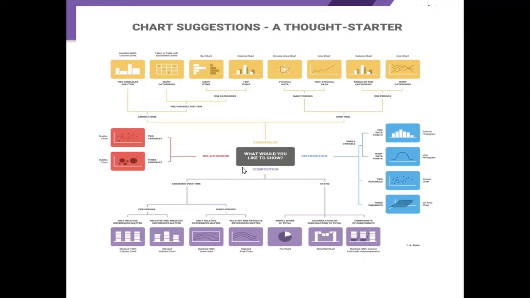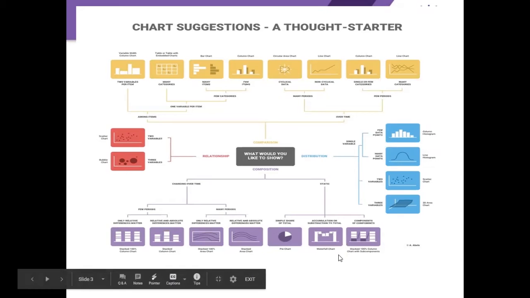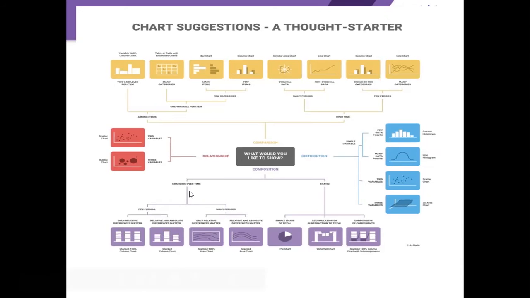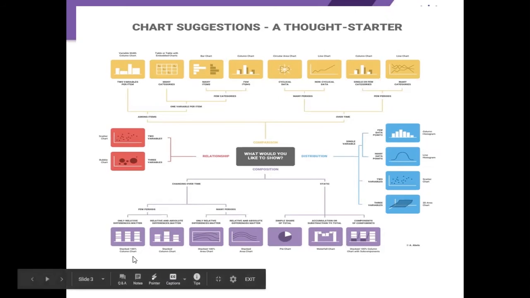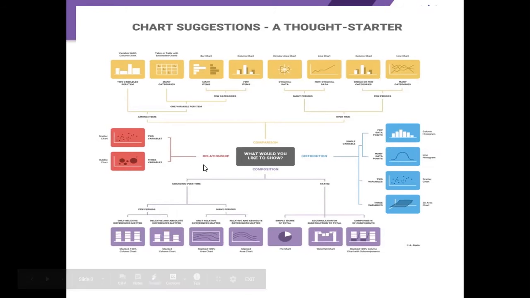If you want to show the composition of your data, it can be over a period or on a static basis. If it is on a static basis, you can use pie charts. Then there is the waterfall chart and stacked column charts. If you are showing changes over time, for that you can use column charts, stacked column charts, and stacked area charts. If you are showing a relationship between data, it can be two variables or three variables.